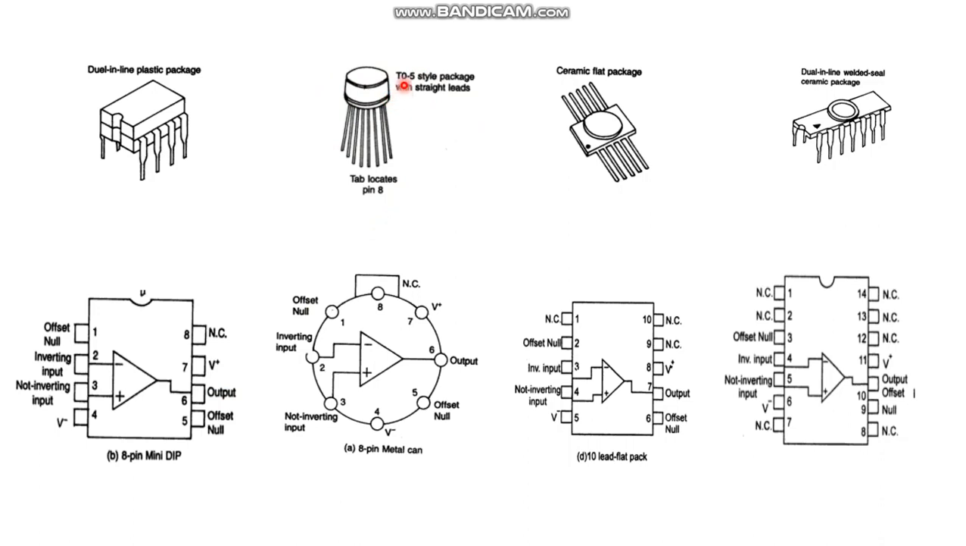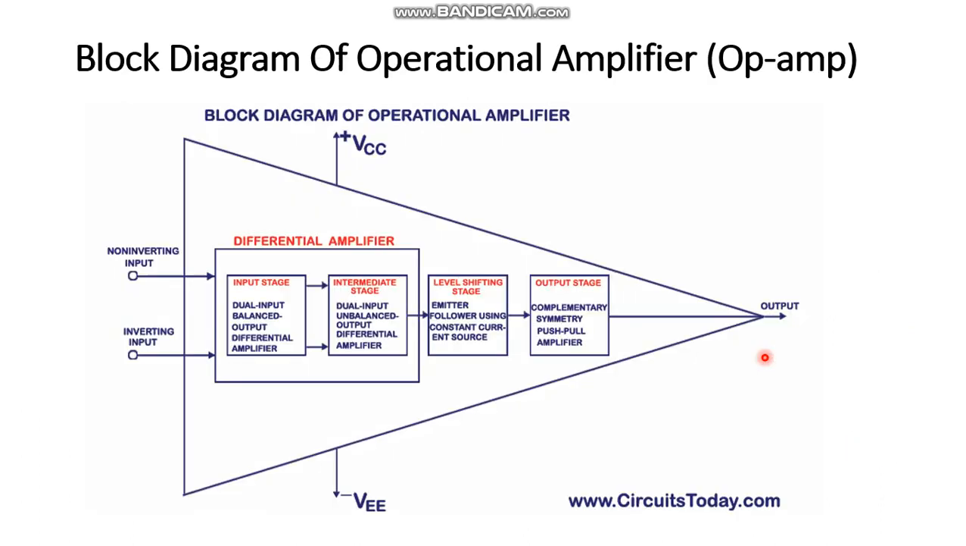This is TO5 style, the straight leads round type package. Yeah, it is having 8 pins. Here also 8 pins, and its structure is like this. More or less all the pins are the same. And this is ceramic flat pack and dual inline weld seal pack. Okay, so almost here the remaining pins are all no connection.